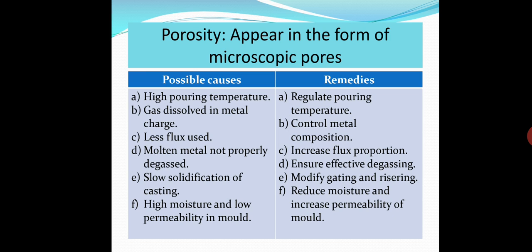So we have to regulate the pouring temperature. Next, control metal composition so that gas will not be dissolved. Increase flux proportion, ensure effective degassing, modify gating and risering system, and reduce moisture and increase permeability of the mold.